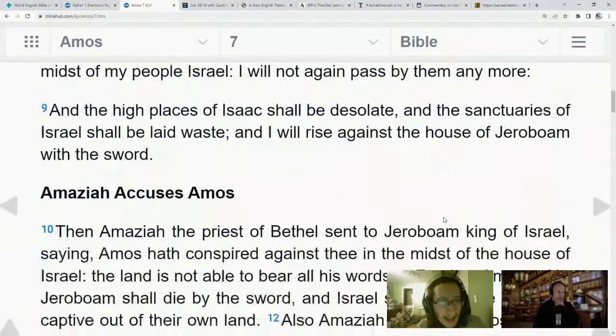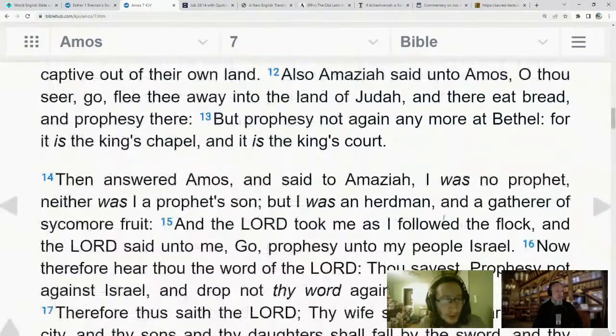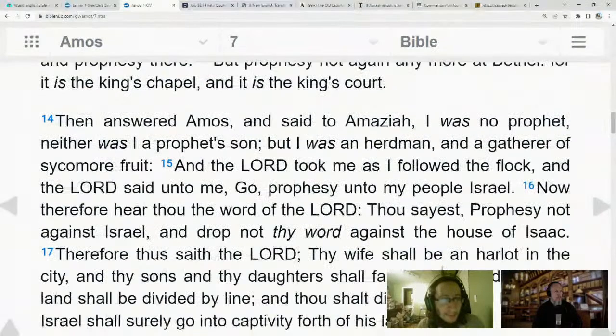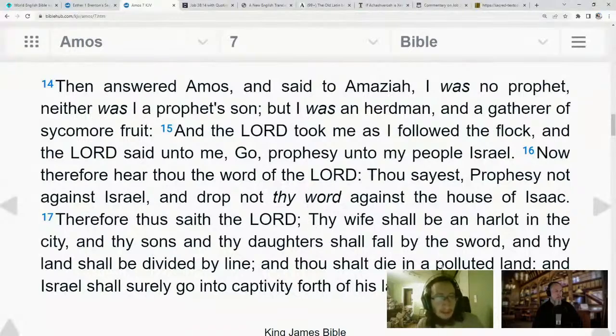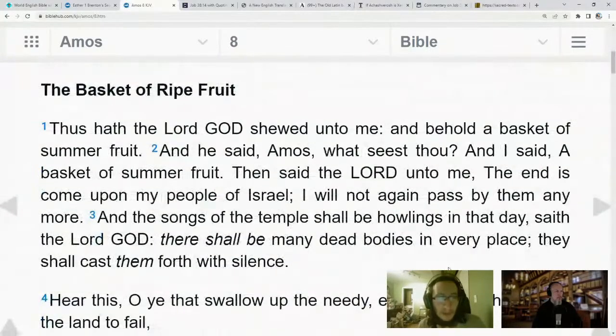Verse 10, "Then Amaziah the priest of Bethel sent to Jeroboam king of Israel, saying," verse 12, "Then Amaziah said to Amos," verse 14, "Then Amos answered and said to Amaziah." And then in chapter 8, it switches back to first person. Verse 1, "Thus Yahweh God showed me." This type of thing happens in other books as well, where Yahweh is speaking and all of a sudden starts talking about himself in the third person. It doesn't make sense. So there's evidence in books of the Old Testament where the pronoun changed. Keep that in mind.